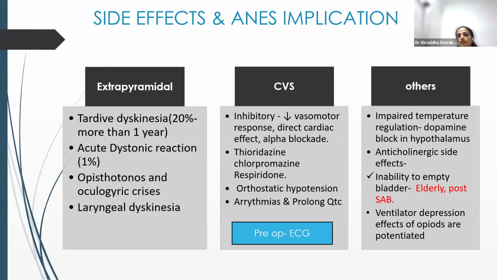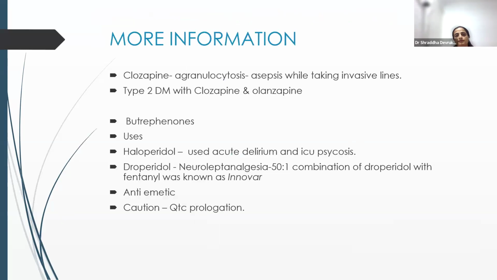As I said, cardiovascular, it will have an inhibitory effect on the vasomotor area, direct cardiac effect, and alpha blockade. It is maximum seen with thioridazine, chlorpromazine, and risperidone. So orthostatic hypotension, arrhythmias, prolonged QTc. So a preoperative ECG has to be done. Other problems are impaired temperature regulation. The patient can behave like a poikilotherm because of dopamine block in the hypothalamus. Anticholinergic side effects will be seen, and ventilatory depressant effects of opioids are potentiated.